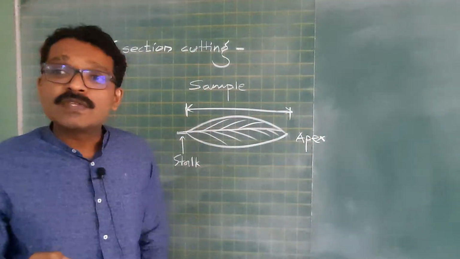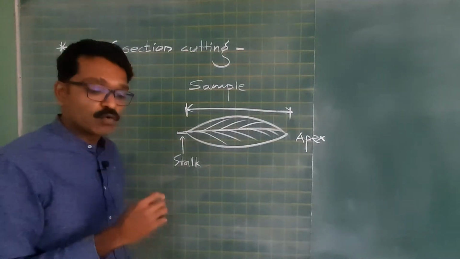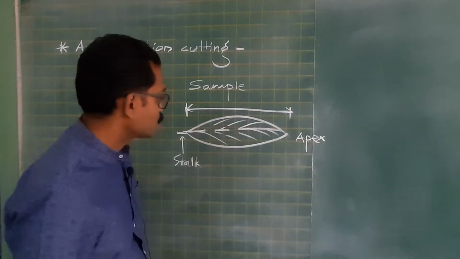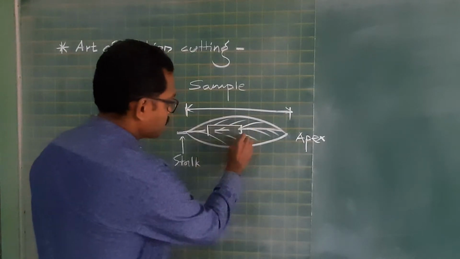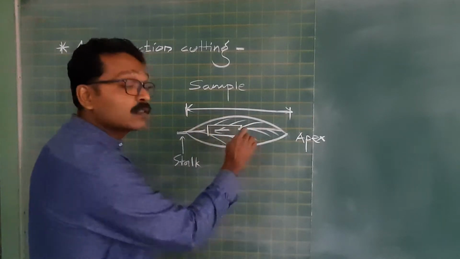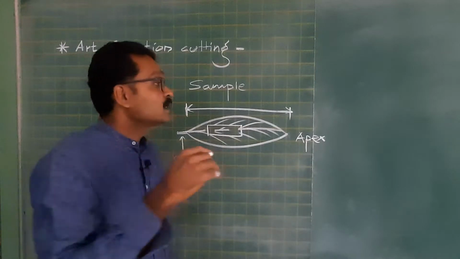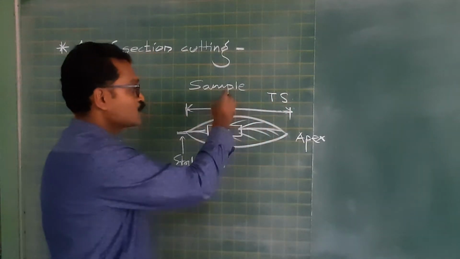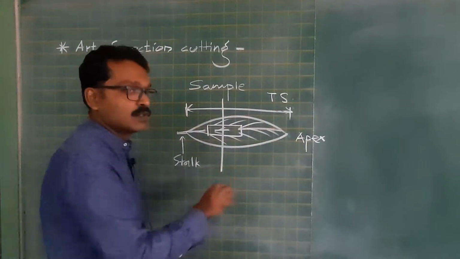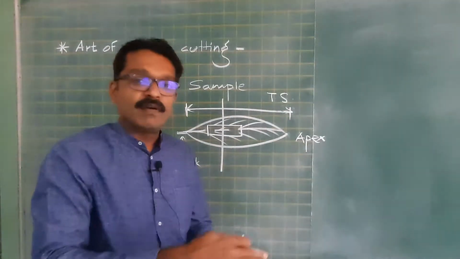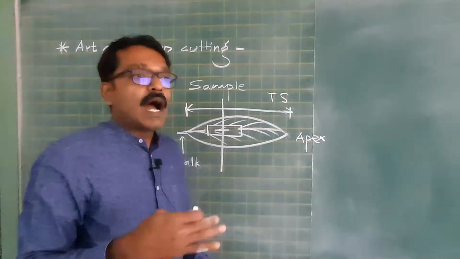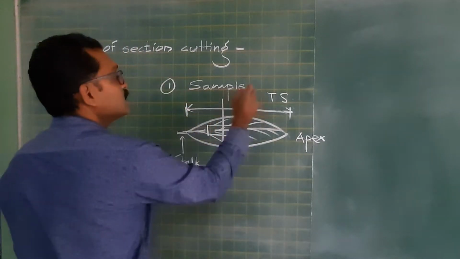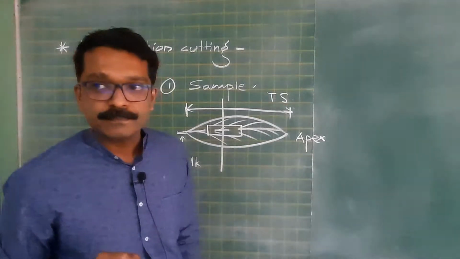Now which is the ideal portion where you can take section is this part. So this part is there where the midrib transverse section is passing through midrib. So you are going to cut like this. So you will be taking the leaf and you are going to cut like this after a particular processing. So first step is selection of the sample.